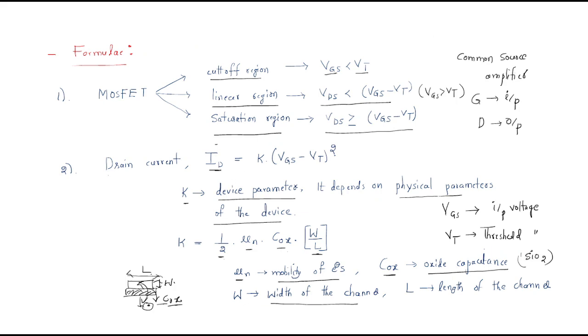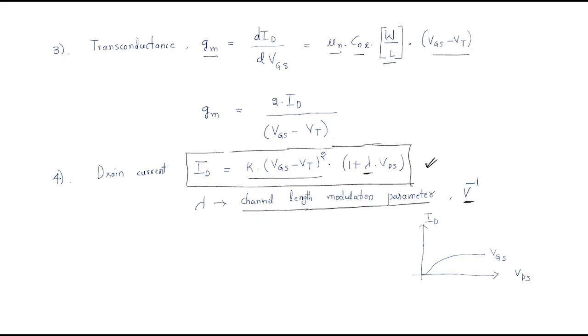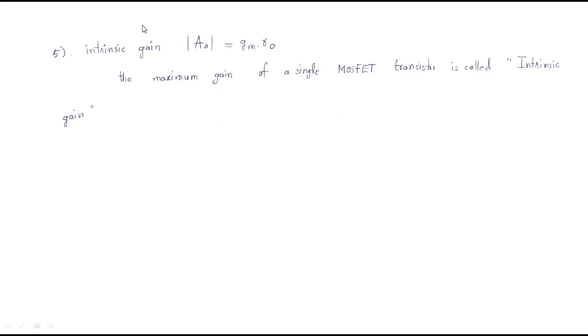Look here. Take this current and differentiate it with respect to VGS, and you will get the same formula. Another transconductance formula is 2 into ID by VGS minus VT. This is also another important formula for the transconductance.